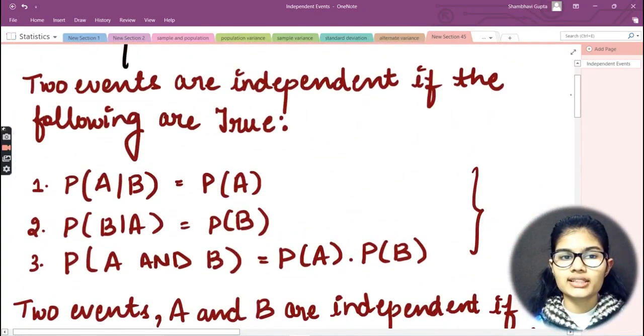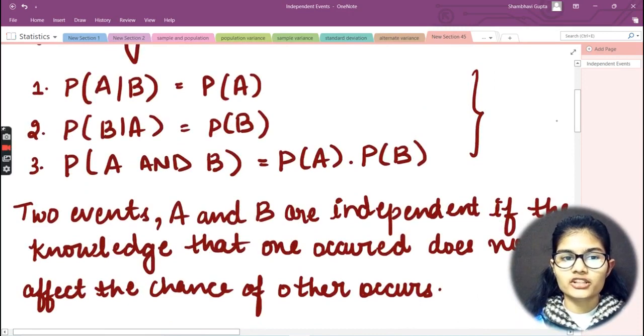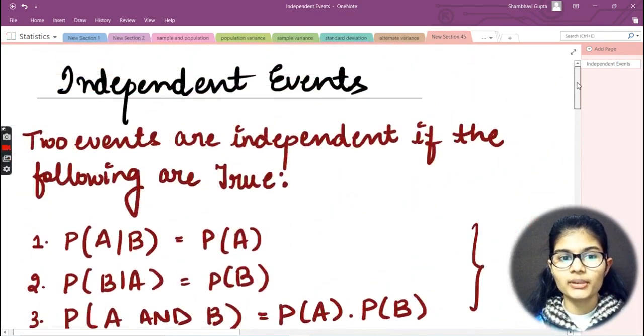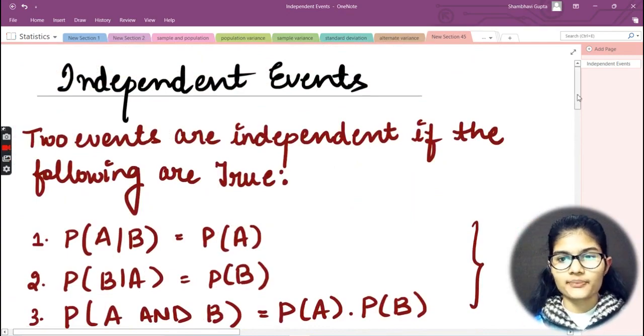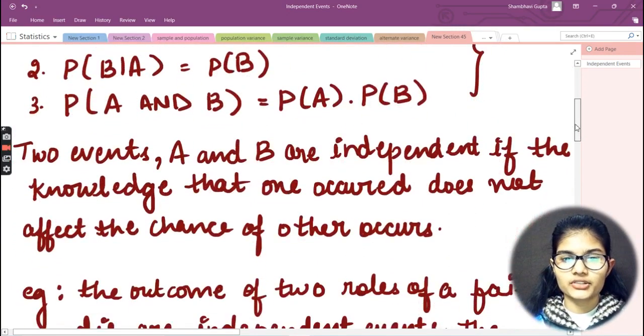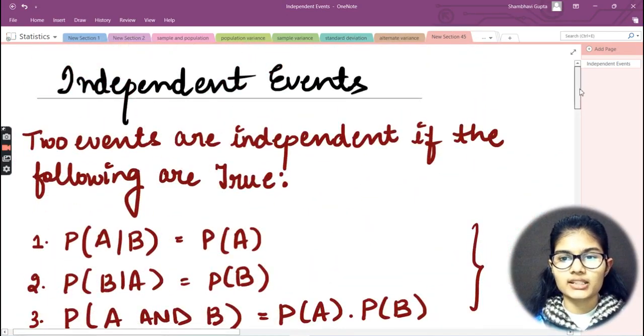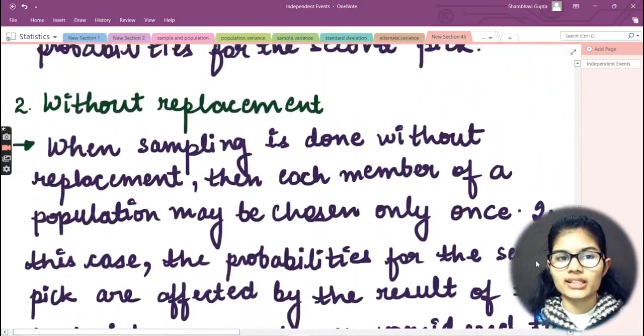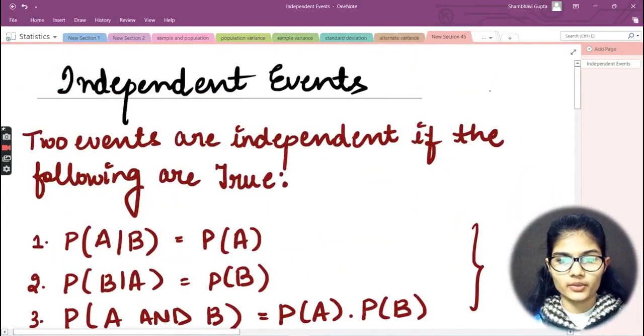We already saw that two events are said to be independent if the conditions mentioned here are true. The probability of A given B is equal to the probability of A, or the probability of B given A is equal to the probability of B, or the probability of A and B is equal to the probability of A times the probability of B. These are the conditions to be satisfied for independent events. And for sampling as well, we have two techniques: the first is with replacement and the second is without replacement. Hope I'm very clear with that.